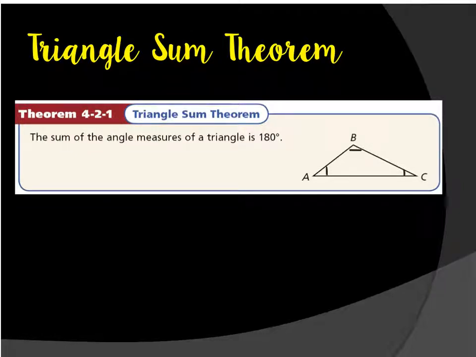So if we add them all together, angle A plus angle B plus angle C, it's equal to 180 degrees.